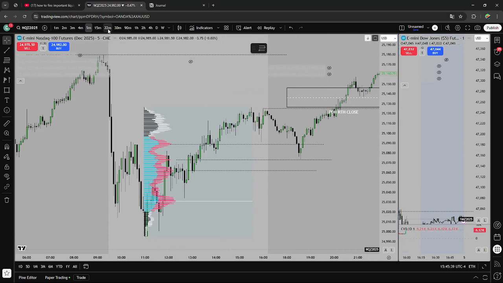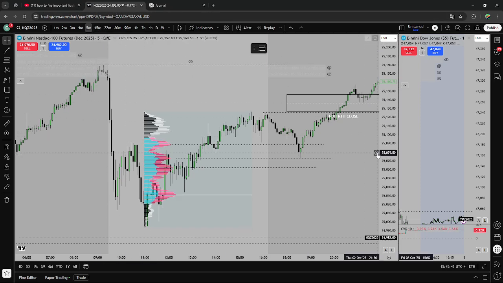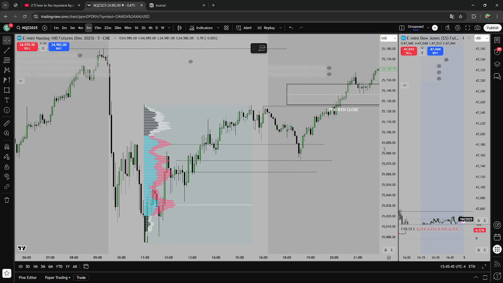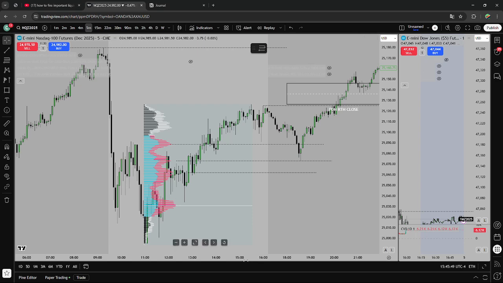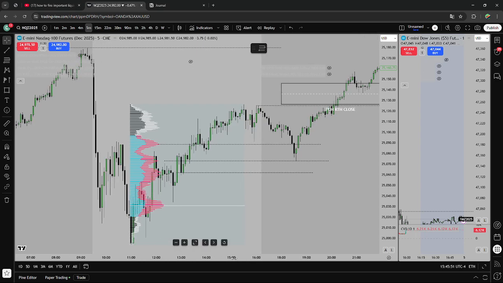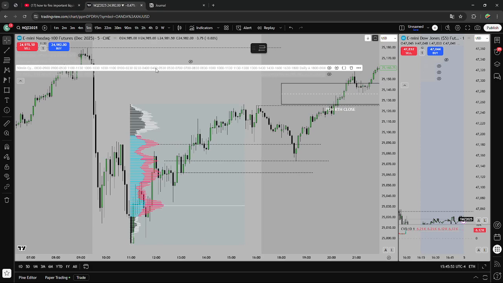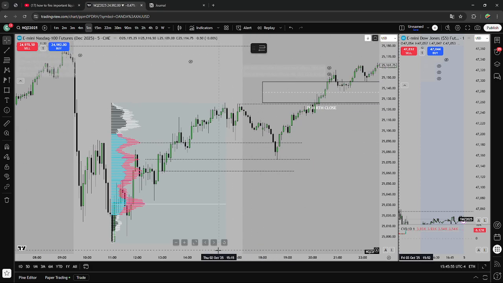So, basically, what I wanted to go over is how I can find important liquidity, or liquidity overall, or more confirmation that the liquidity is good to be taken to then reversal.